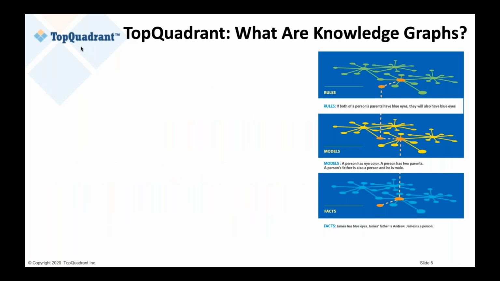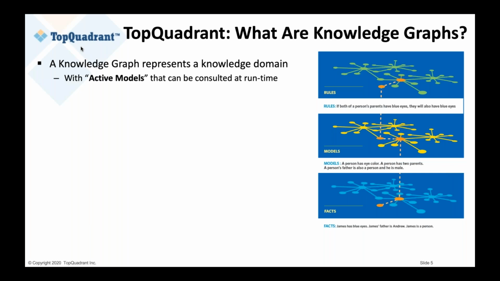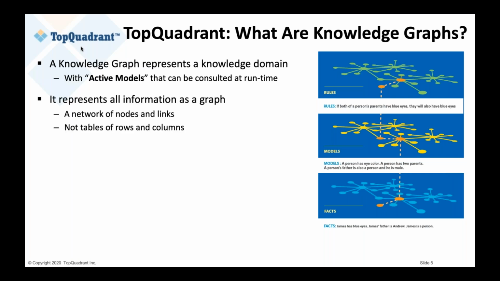We at TopQuadrant also have a definition that we found useful, and we talk about a knowledge graph representing some domain of knowledge using active models, which are part of the graph and therefore can be consulted at runtime. All the information is stored in a graph, which means that it's stored as a network of nodes and links, as opposed to, for example, in a relational database, where you have rows and columns.